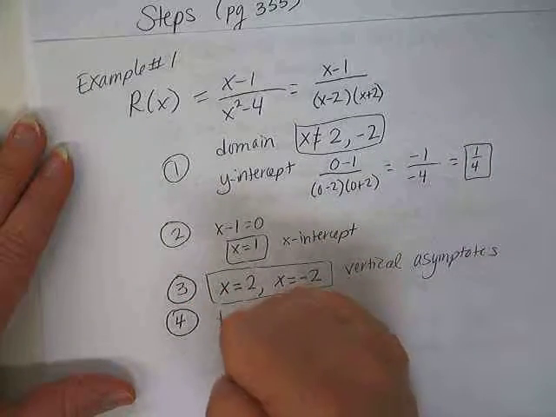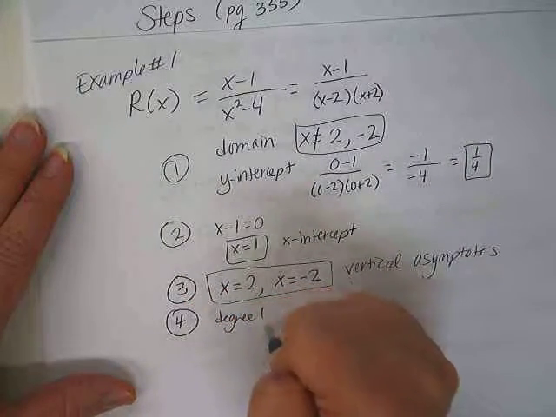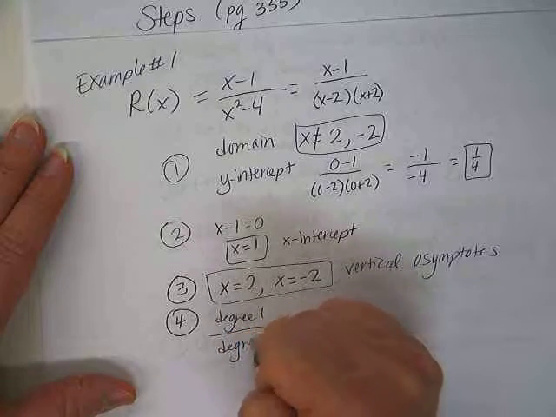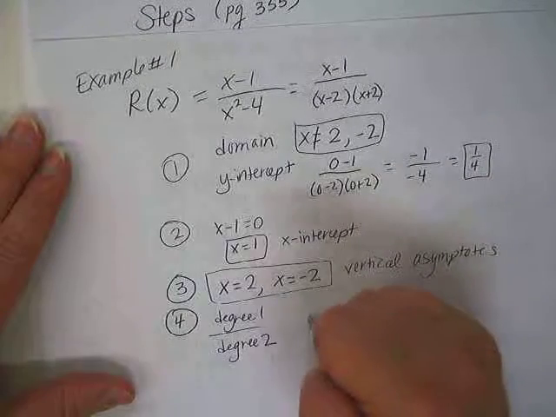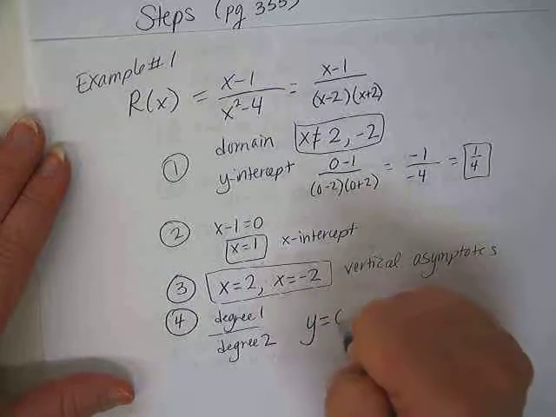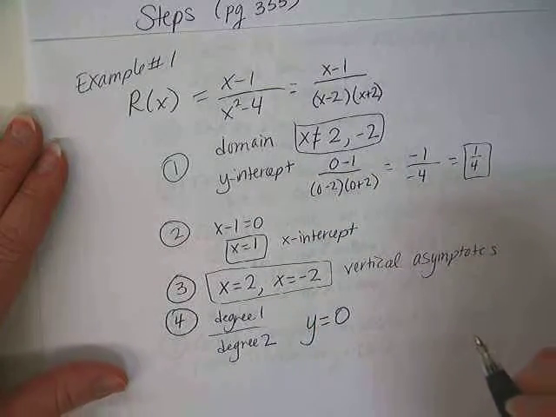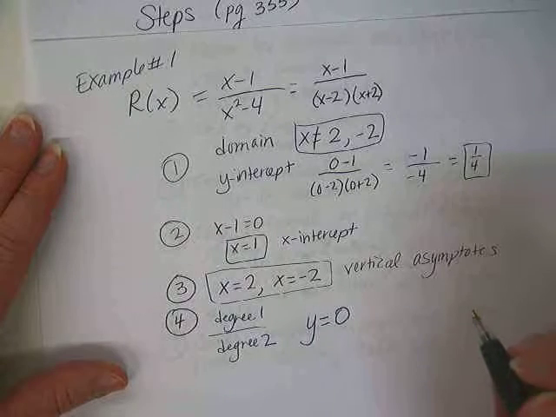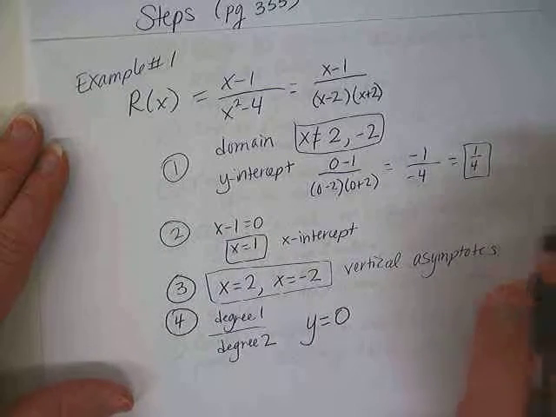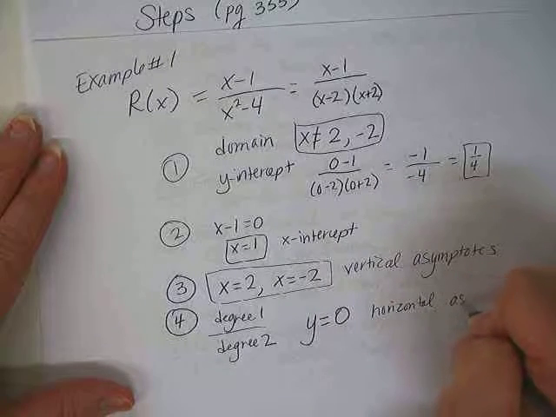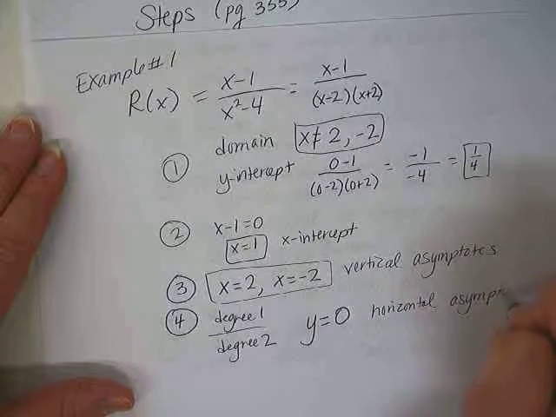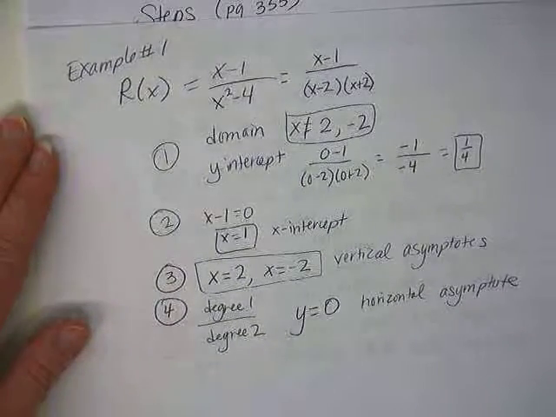Okay, step 4. Let's look at the degree. So on the top we have degree 1. On the bottom we have degree 2. So what does that tell us? That means there's a horizontal asymptote at y equals 0. That's rule number 1. Okay.